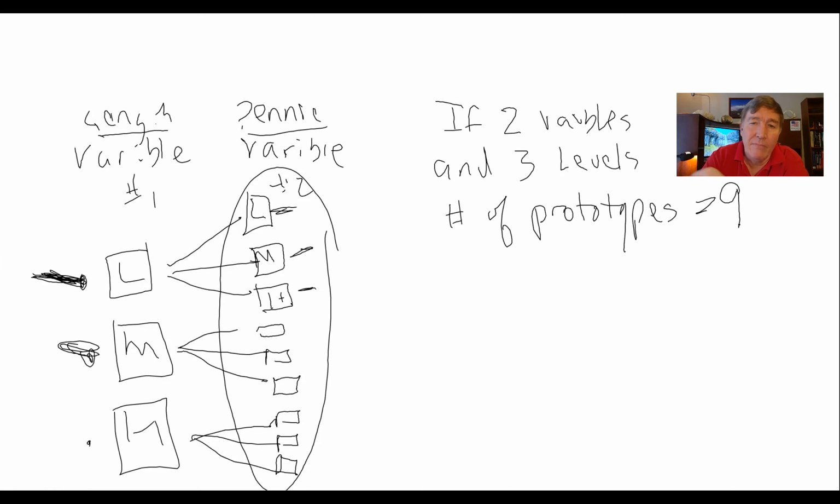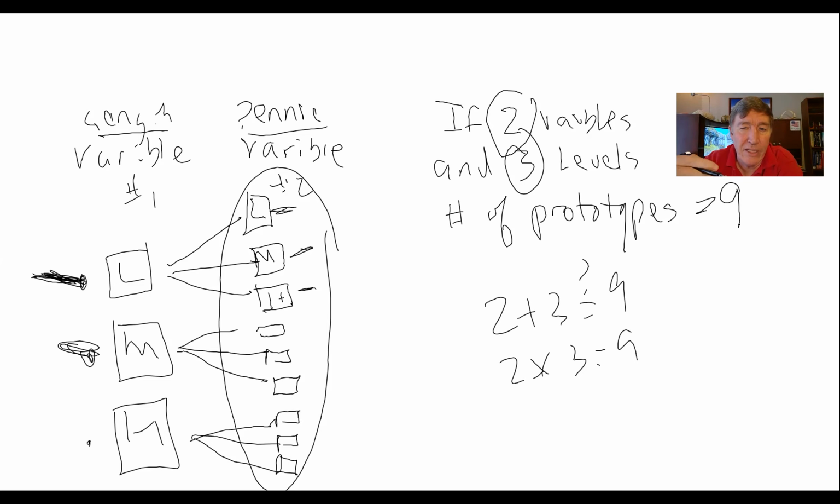Now, get out your math skills here and ask me, how could I combine the numbers 2 and 3 in order to get 9? Is 2 plus 3 equal to 9? Is 2 times 3 equal to 9? Or what could I do with 2 and 3 in order to get 9? What mathematical operation could I do?